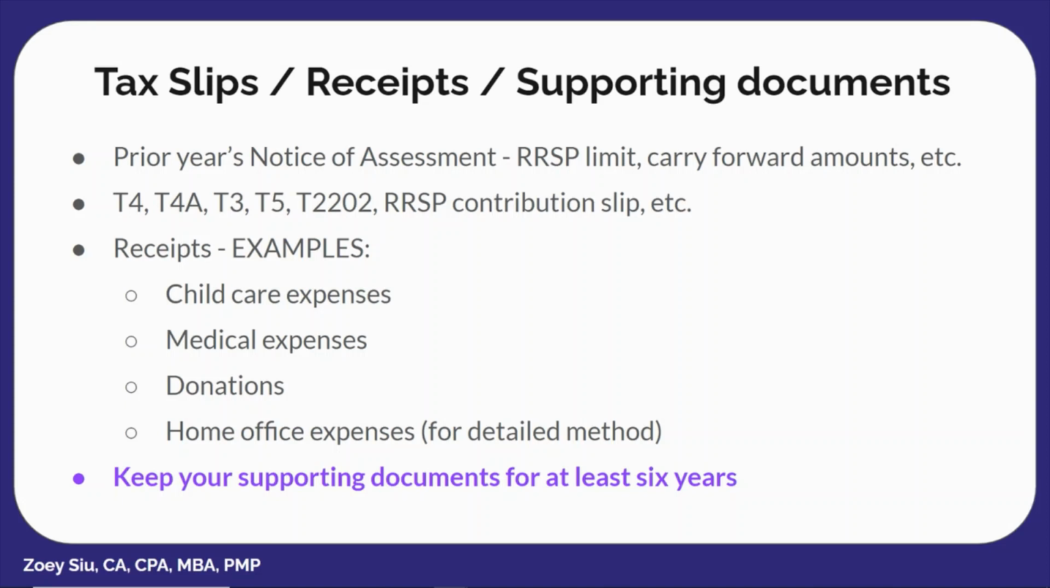I always start by reviewing my notice of assessment from the previous year to see if I have any carry forward amounts. For example, unused tuition amount or RRSP contribution limit. In addition to T4, T3, T5, you may also have receipts for medical expenses, donations, or child care fees. Please keep your supporting documents for at least 6 years.